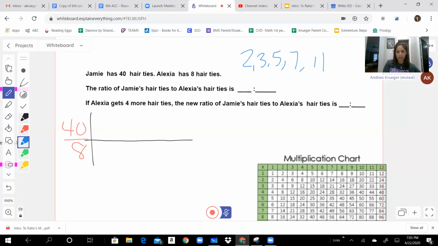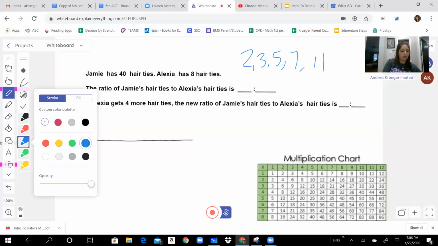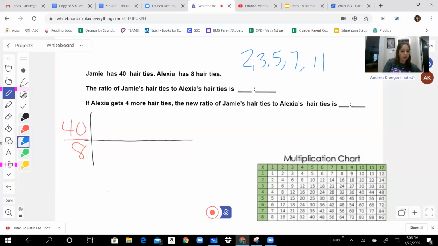Can 11 go into 8? No. Can 7 go into 8? No. Can 5 go into 8? No. Can 3 go into 8? No. Can 2 go into 8? Yes. So it also needs to go into 40 though. Does 2 go into 40? Yes. They're both even. So I'm going to divide each one by 2. 40 divided by 2 is 20. And 8 divided by 2 is 4.